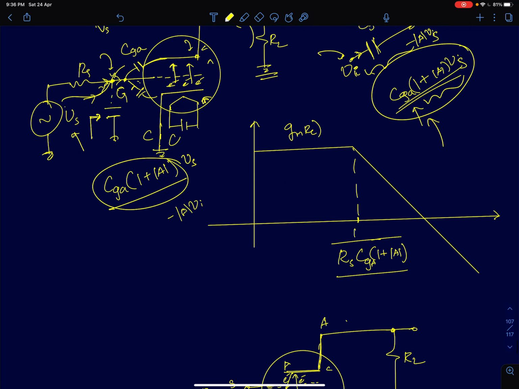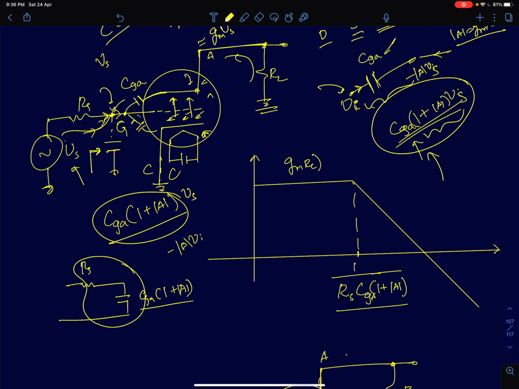Now this large capacitance is going to create a low frequency pole at the input terminal. So we'll have CGA into 1 plus mod A. This RC network is going to create a low frequency pole, and that's going to decrease the bandwidth of your system.